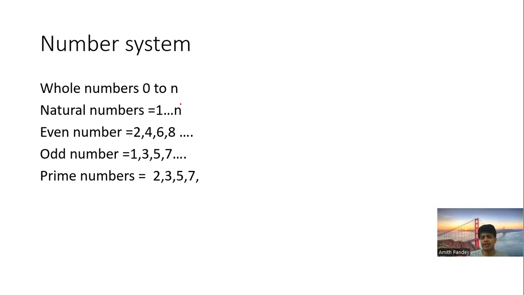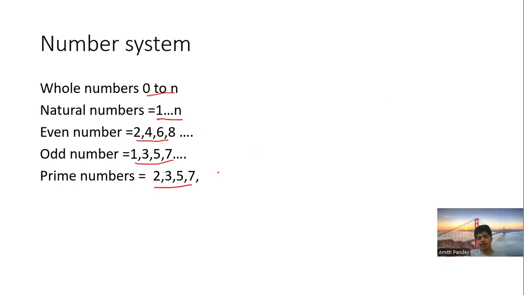So this is just in order to know, I hope you are aware of the basics. Whole numbers start from 0, natural numbers start from 1, even numbers start from 2, I mean 2, 4. An even number means a number which is divisible by 2, and a number which is not divisible by 2 is odd, except 0.